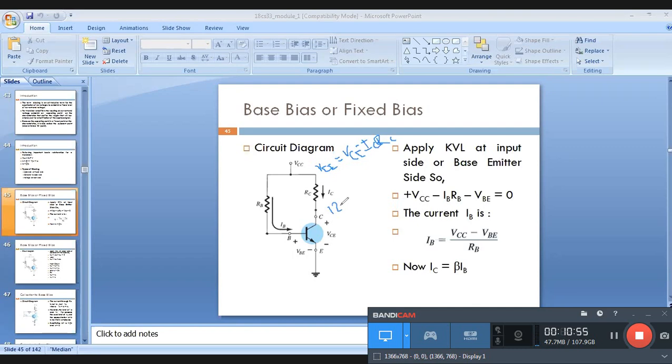12, correct? Minus, how much did you get? IC is 12 amps into RC. What is the value of RC? 1.5 kilo ohm, which you have to write as into 10 to the power of 3. How much will you get for VCE? Calculate, anyone. Note down these problems. This problem is very important for the external examination.